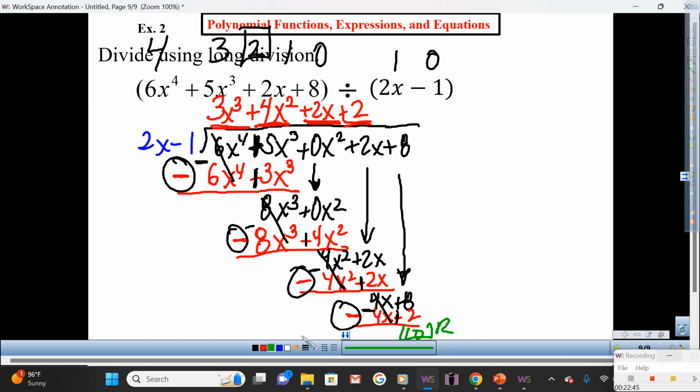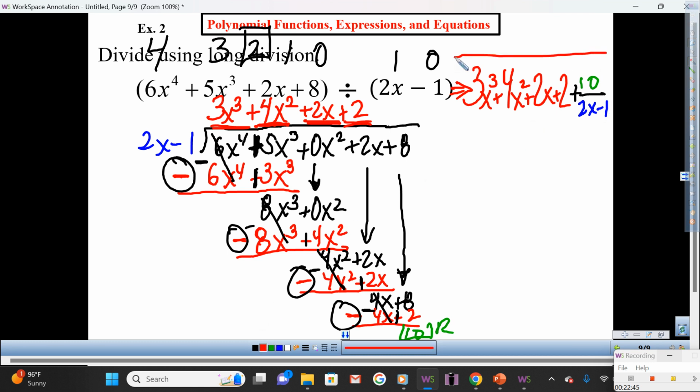All right. So, what is our answer for this division? It is 3x to the 3rd plus 4x squared plus 2x plus 2. However, we have a remainder, so you do a plus and a fraction. Then we got 10 over our divisor, which is 2x minus 1. And have you got that? So if you notice, same process, what are we doing at the end? We're just adding anything that's remaining, okay? Make sure you send that in. Let's go to the next one.